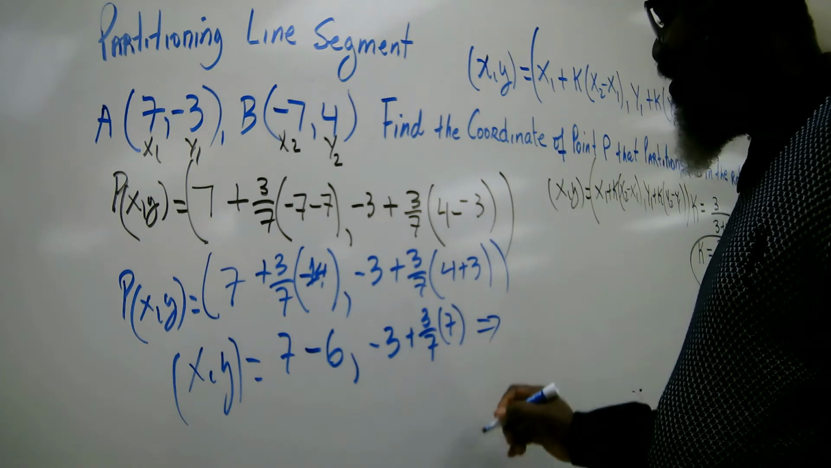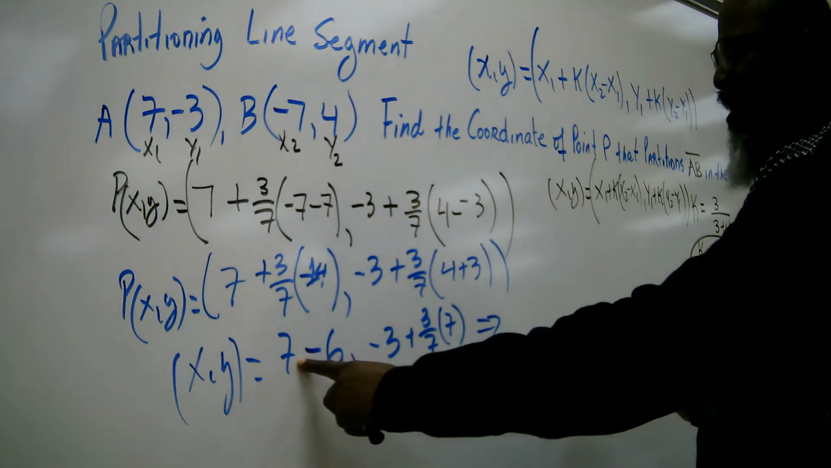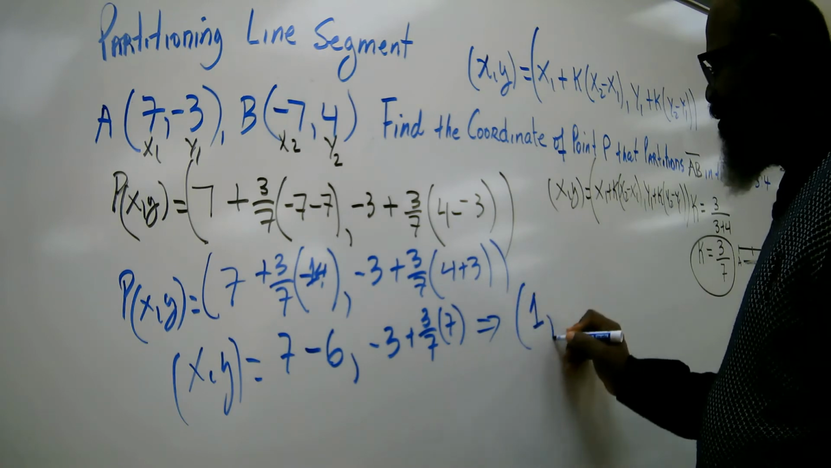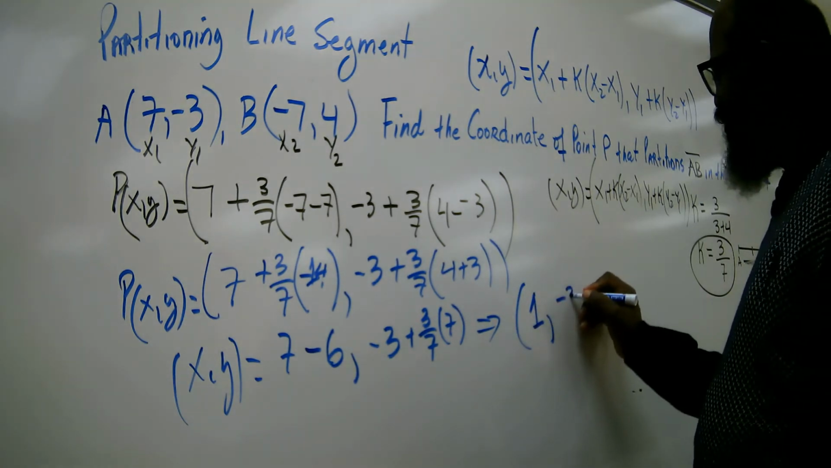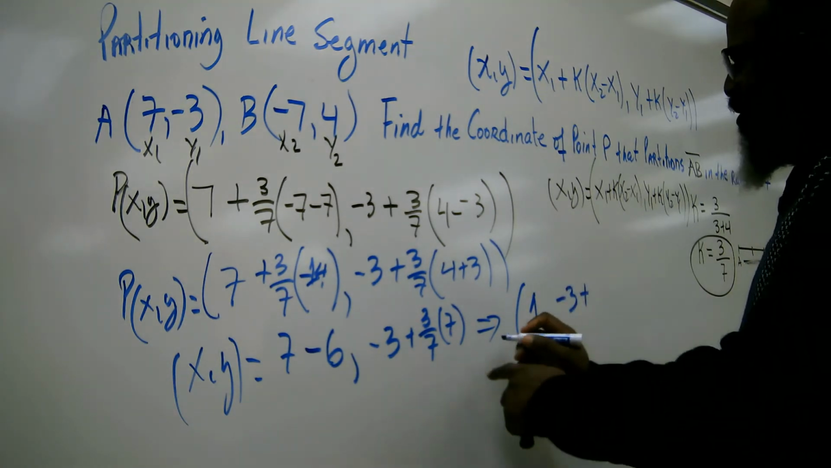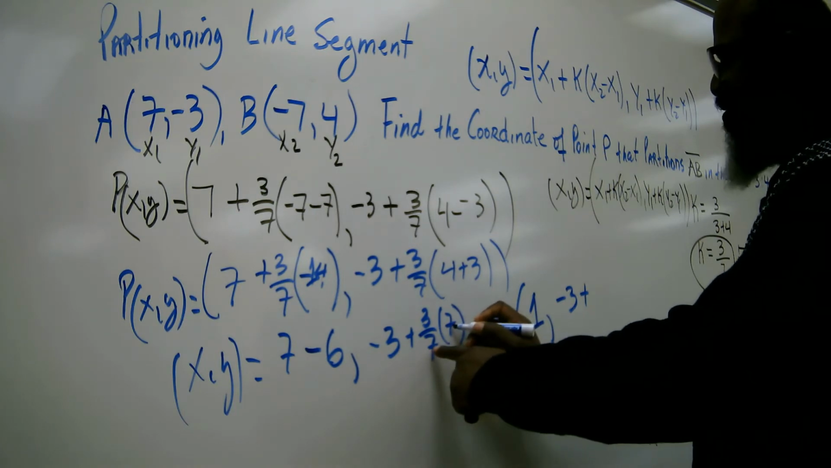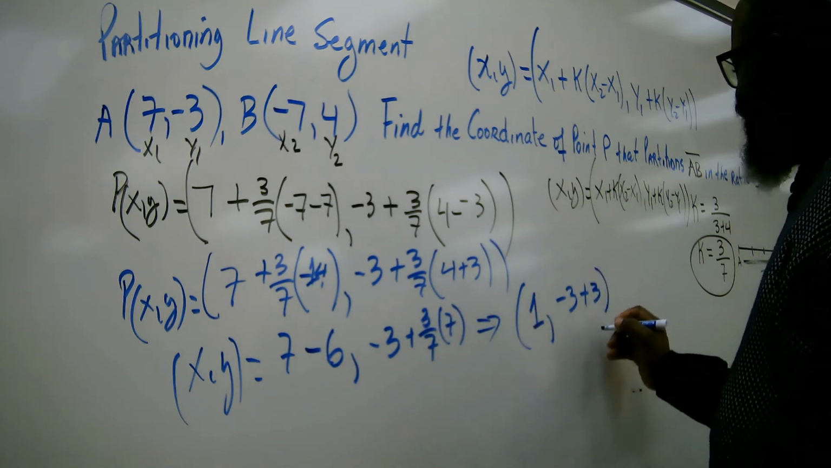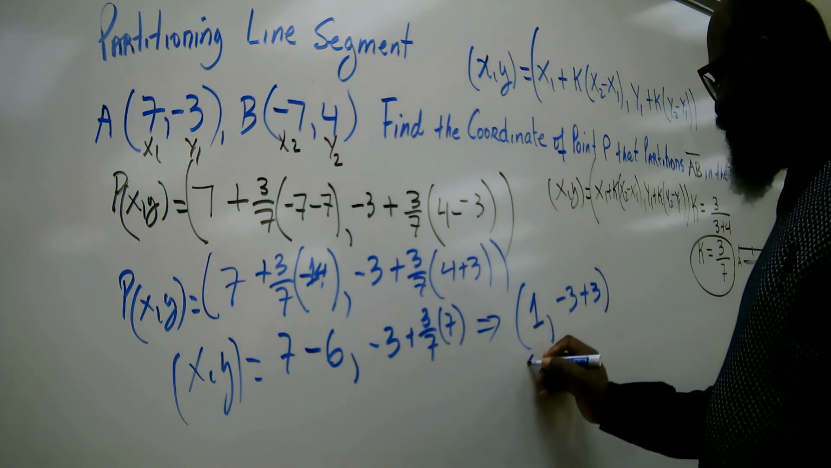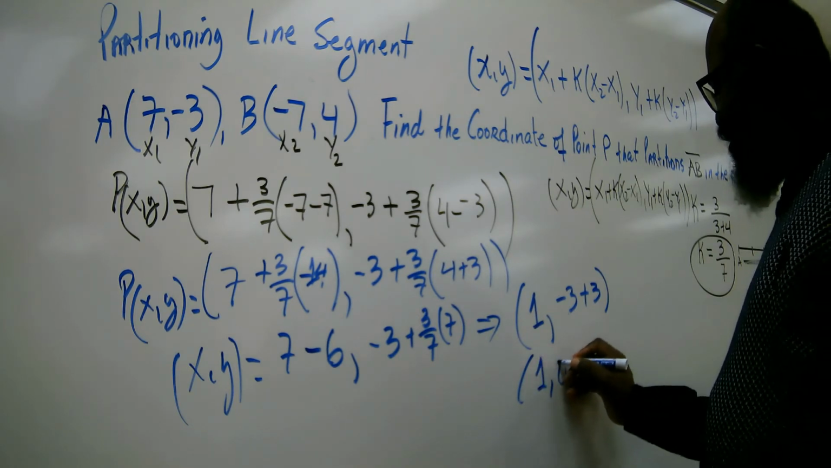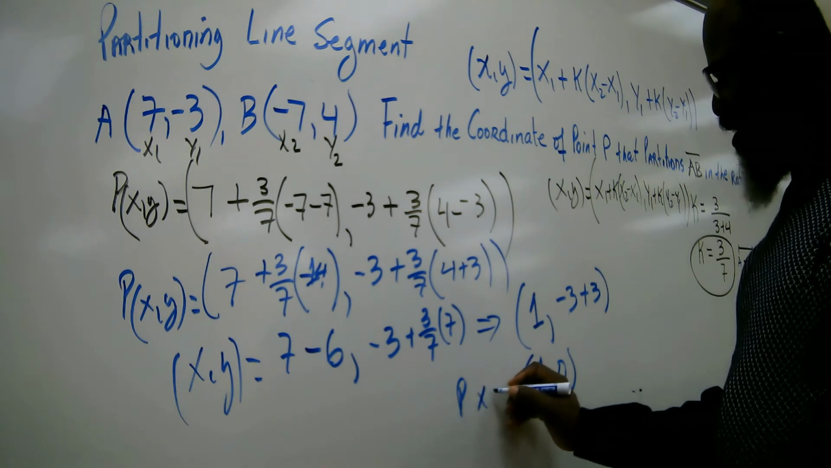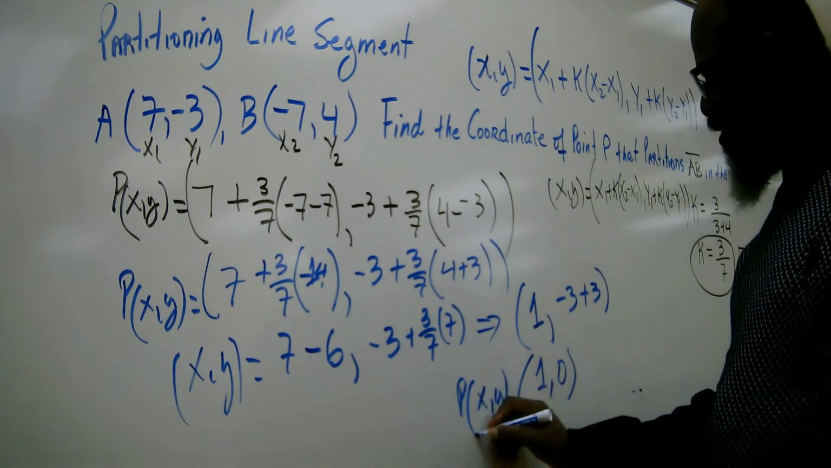So we simplify that. You will have 7 minus 6 is 1. You will have 3 plus 7 divided by 7, which is 1. 1 times 3 is 3. You will have minus 3, and minus 3 plus 3 is 0. So you will be located at 1, 0. This is the point that you're looking for. P xy will be at 1, 0.